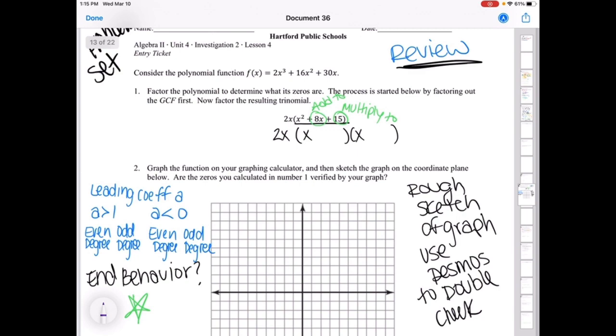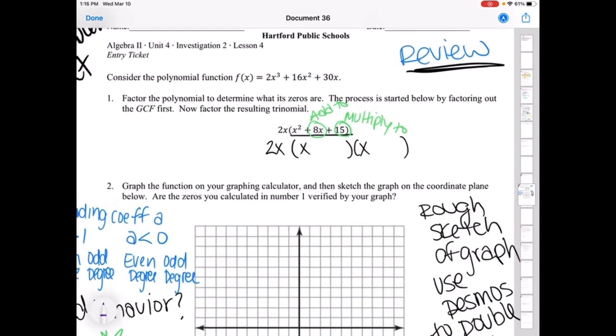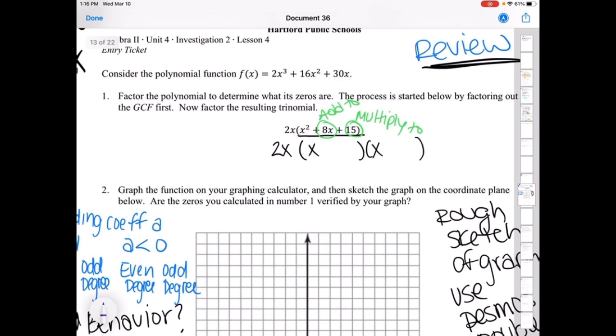Moving on to entry ticket for lesson 4, this is also going to be in your problem set, but they're asking you to factor. They already factored out a 2x for you, and then they're asking you to factor out the quadratic that was remaining. So you've got to factor this out, and it's going to give you 2 more additional factors.